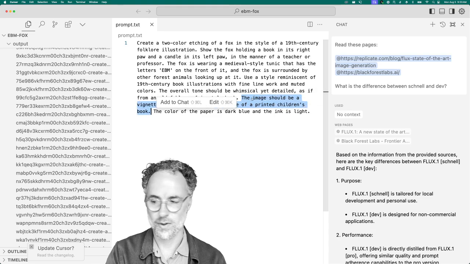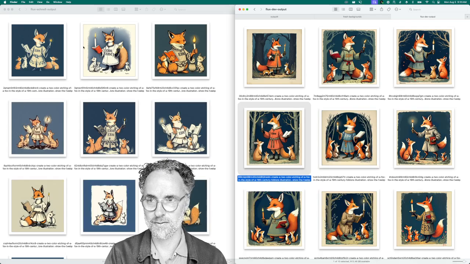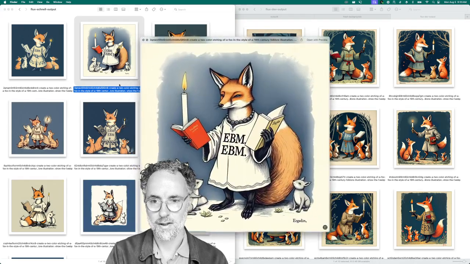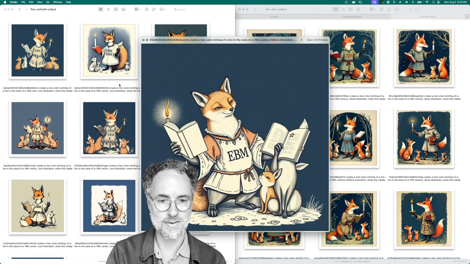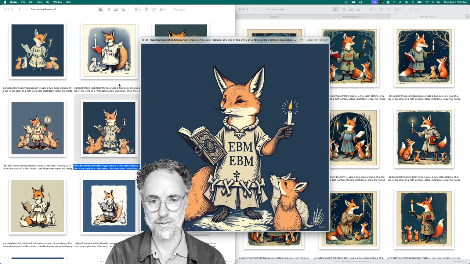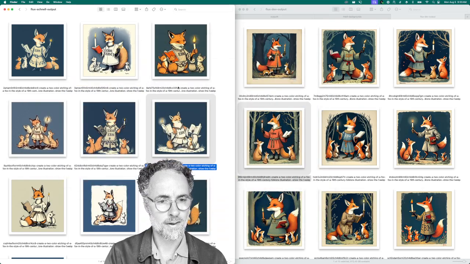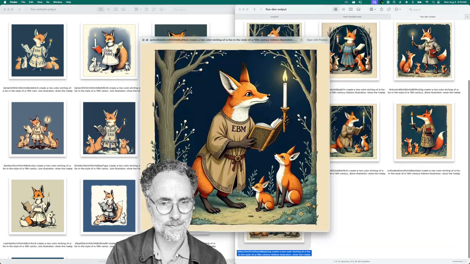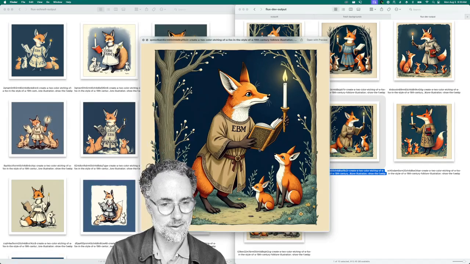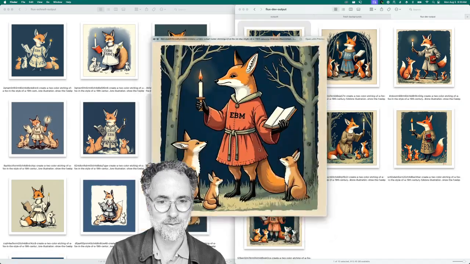So when I first saw these outputs from Schnell, some of them seemed reminiscent of something that you would see printed in a book, whereas in the Dev outputs, they're much more brightly colored and cartoonish and kind of modern.